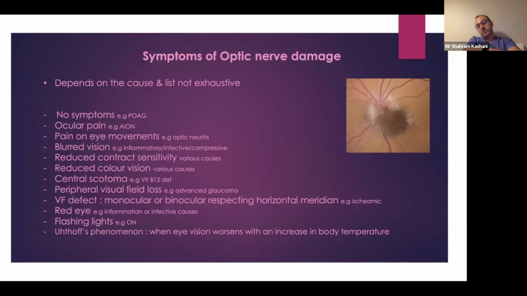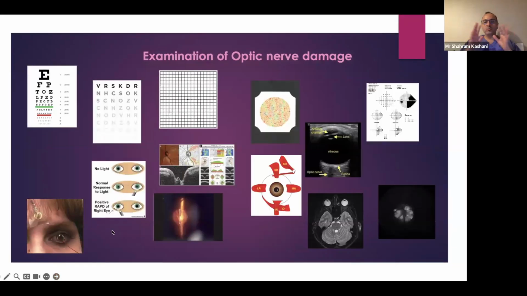Flashing lights you could get in optic neuritis. And this other phenomenon, Uhthoff's phenomenon, which tends to happen in demyelination, where the vision decreases with increasing body temperature. So generally, you could see a wide range of symptoms that might present to you, from nothing to quite profound vision loss. And you could pretty much do most of these in your clinic.